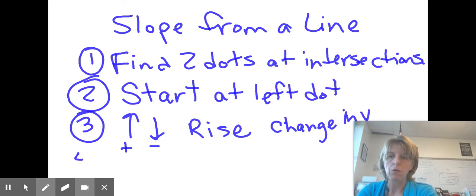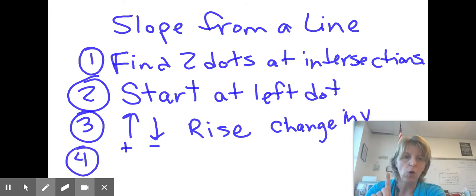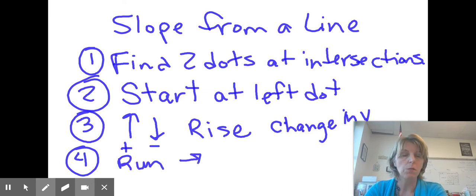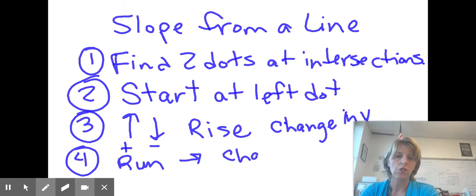Change in y. Step number 4, after you go up or go down, you're going to get out of the elevator and you're going to run to your office. So you're going to run to the right. It's always going to be to the right. If you start at the left dot, the running is always going to be to the right. And that is your change in x.